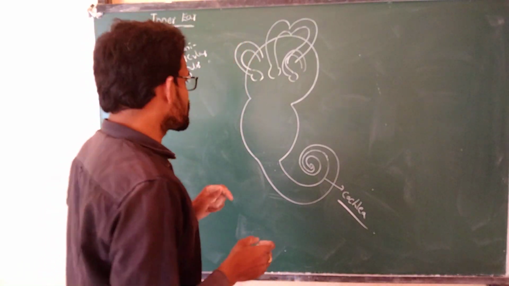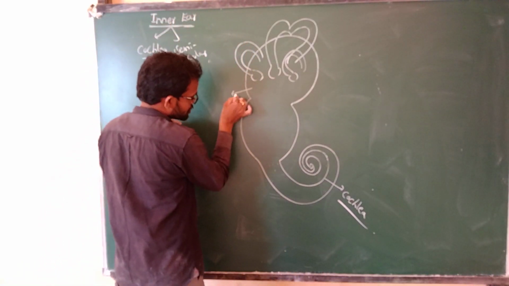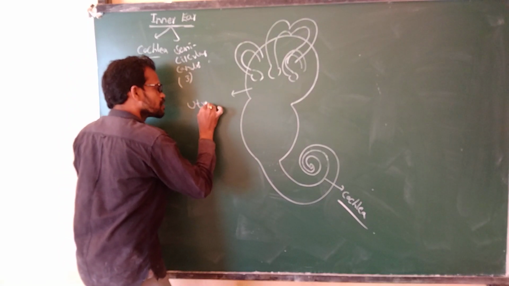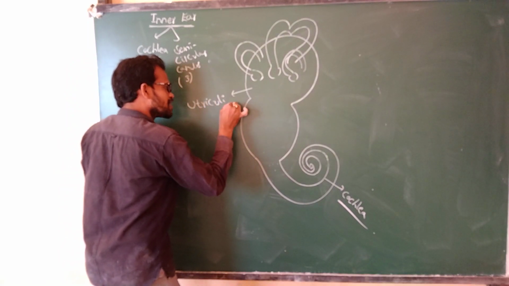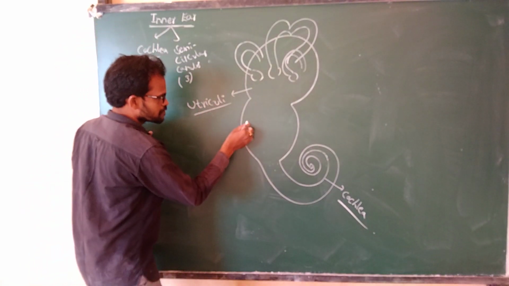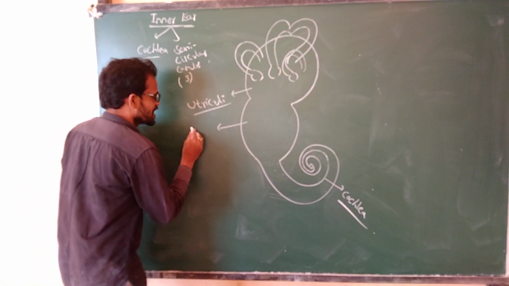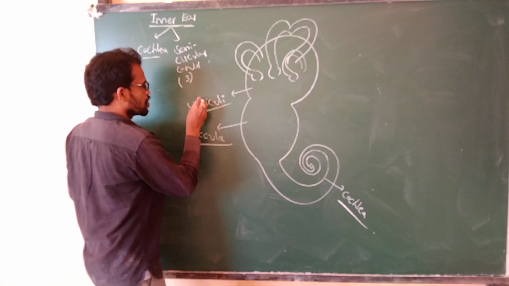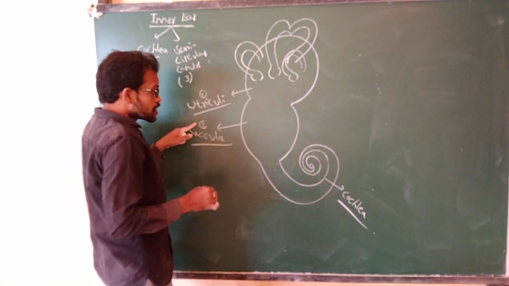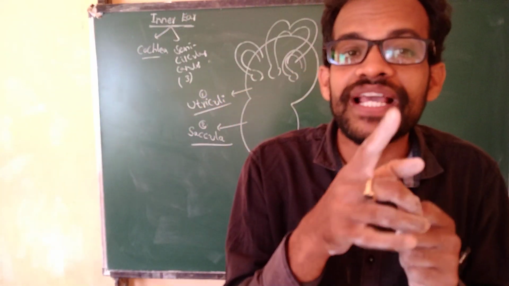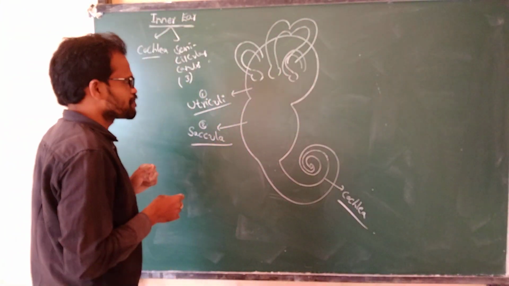The first part connected to the semicircular canals is the utriculus. Coming to the next one, after the utriculus, the sacculus. Utriculus, sacculus. This sacculus is connected to the cochlea. Which part is connected to the cochlea? The sacculus.